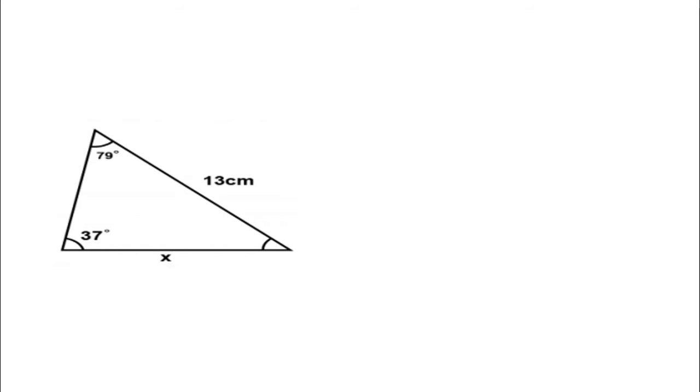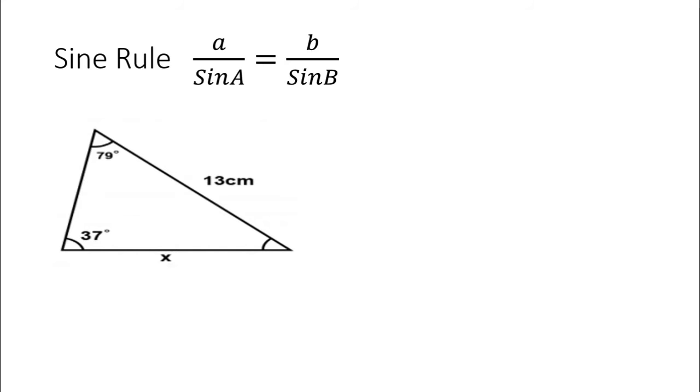Next question, you are given a side length which is across from an angle, and you're looking for a side length which is across from a different angle that you're given. Sine rule or cosine rule? Sine rule. You're looking for a side length, so side lengths go on top. Go ahead and set up your formula, substitute the angles and side that you know, and rearrange that to get x on its own.